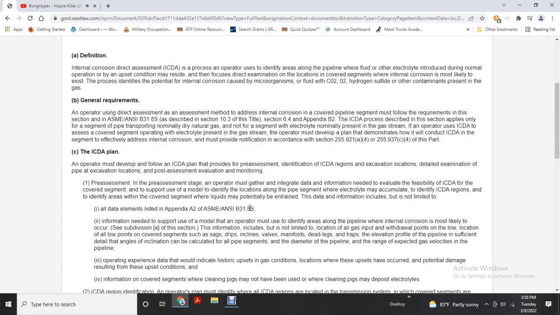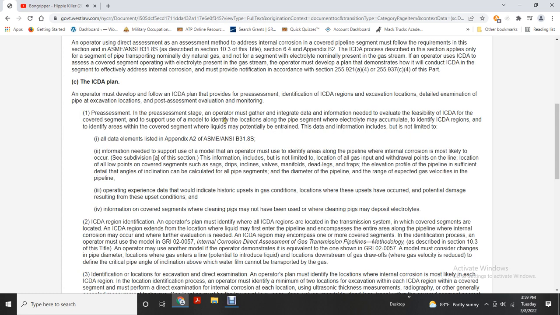Internal corrosion direct assessment plan. The operator must develop and file an internal corrosion direct assessment plan. It provides for pre-assessment, identification of internal corrosion direct assessment regions, excavation locations, direct examination, pipe excavation location, post-assessment evaluation, and monitoring.